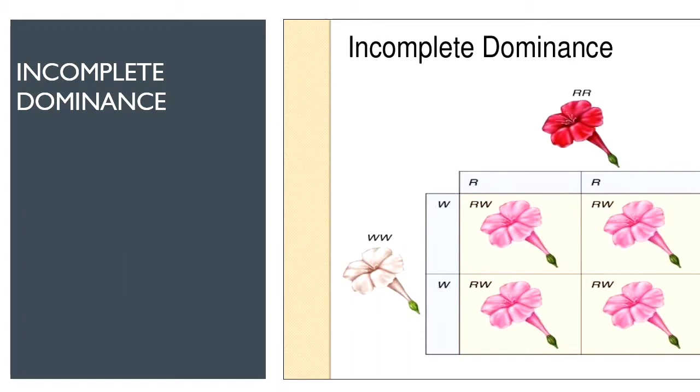When we cross this F1 generation, that is when we cross RW, we get in the F2 generation a phenotypic ratio of 1:2:1. That is 1 red, 2 pink and 1 white flower. Whereas the genotypic ratio, which is 1:2:1 for Mendelian laws, remains the same for incomplete dominance as well.